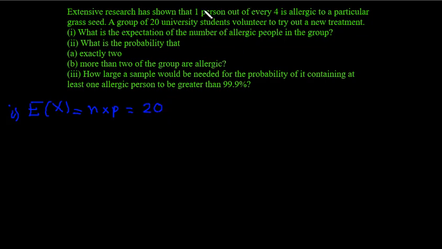The probability that a person is allergic to a particular grass seed, 1 out of 4, means 1 divided by 4, which is 0.25. The probability that one person is allergic to a particular grass seed is 0.25. This is equal to 5. Expectation, there are 5 people expected to be allergic in this group.